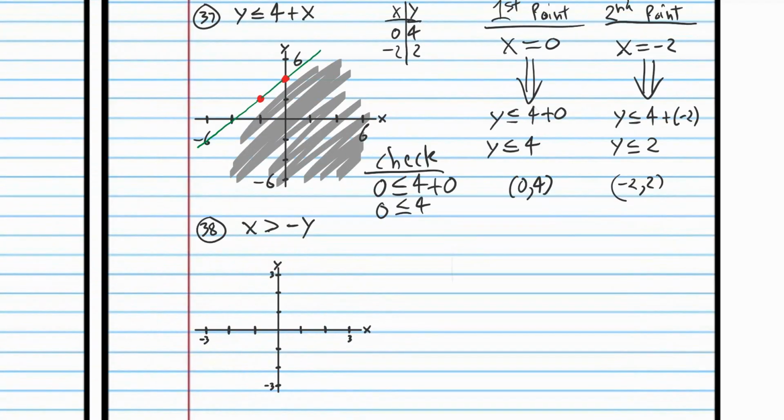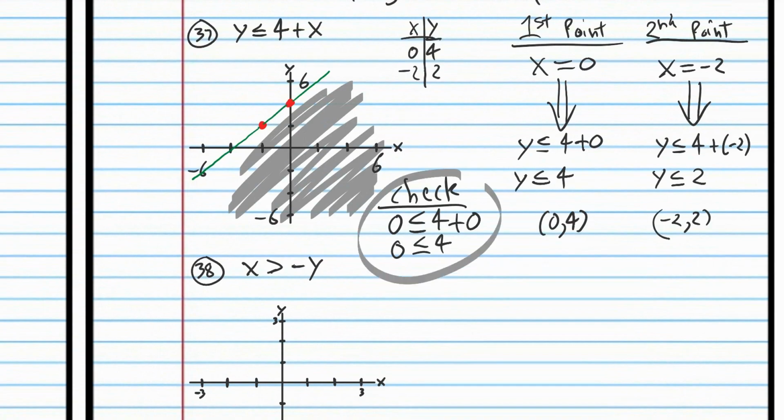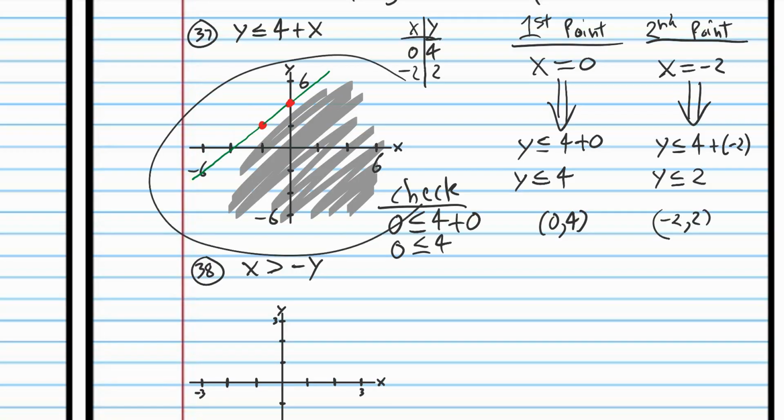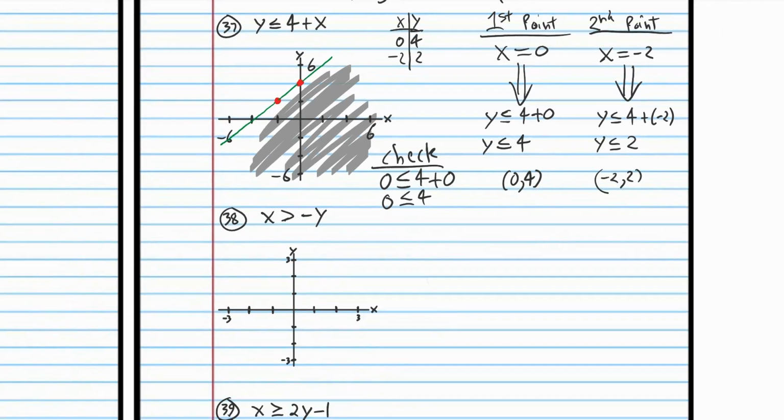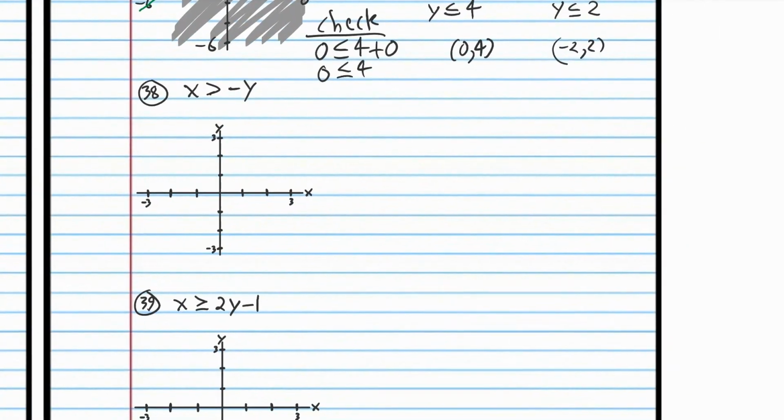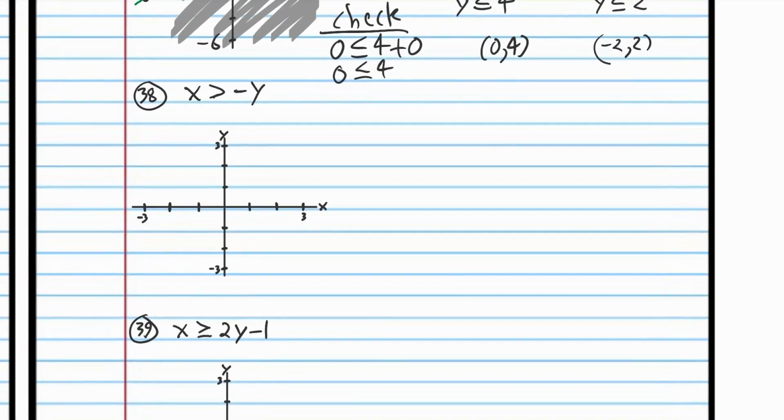Now, if you checked and that point didn't work, that would mean that all the points on the other side would be a part of the solution. So you'd shade in the other side. So this is the answer to this problem, this graph. You have a line and then you have a shaded in area to the right of that line. All right, so let's try one more of these together before you try one on your own.